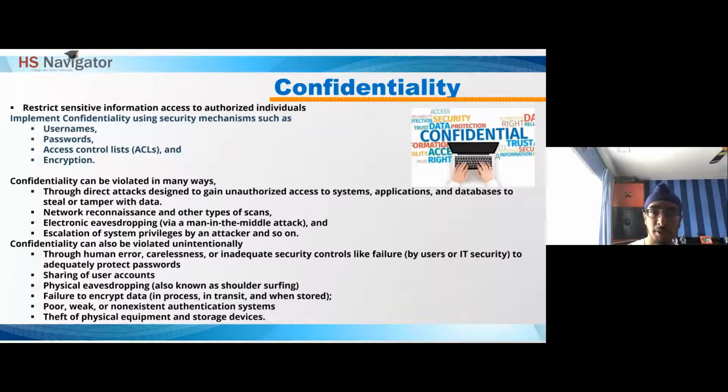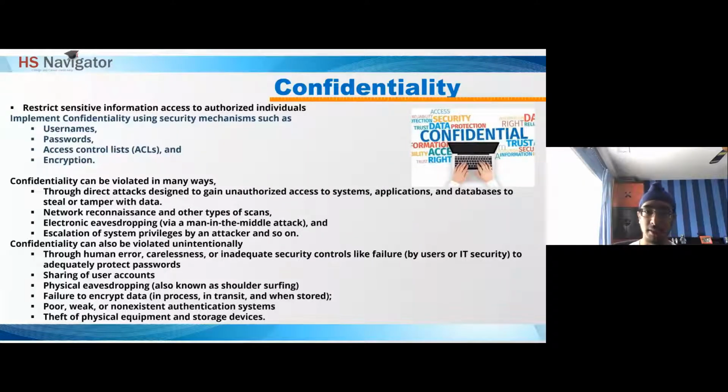They can eavesdrop on you electronically through your online communications, and they can also do what's called escalation of system privileges, which is in poorly designed systems. Sometimes people can actually join in as a user and elevate themselves up all the way to an administrator and get access to information they really should not have access to. And confidentiality can also be violated unintentionally, like human error or carelessness.